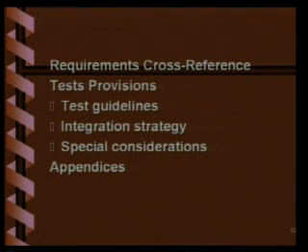Requirement cross references, test provisions, test guidelines, integration strategy, special consideration, appendices. Well, test is one of the most important things which you must provide in the design. If you are not providing it in the design, you are losing certain things. Let me tell you, there is one more advantage if you provide testing items during the design phase. In fact, some pointers can be provided even at the analysis phase.